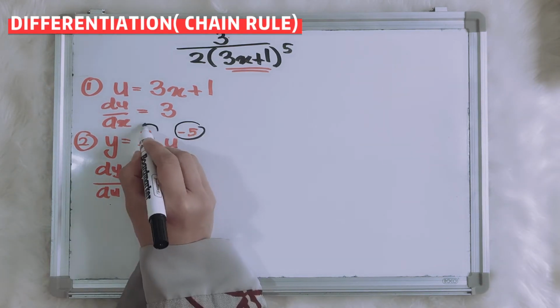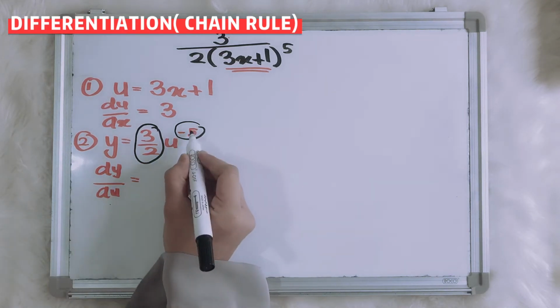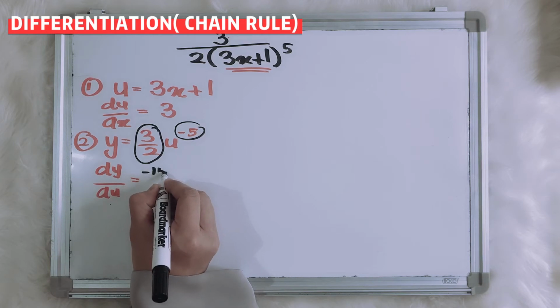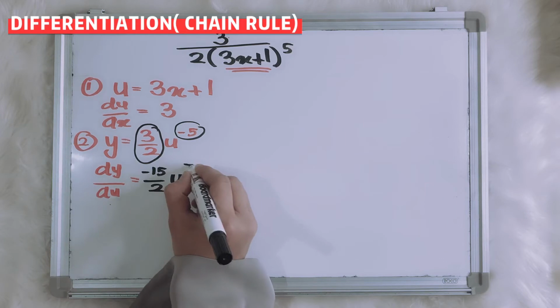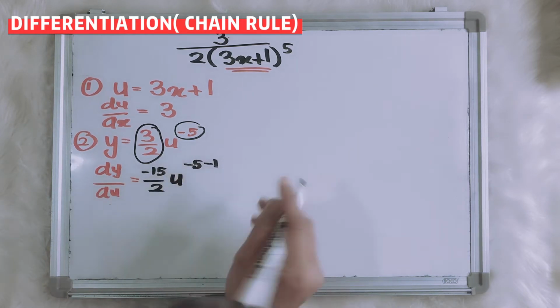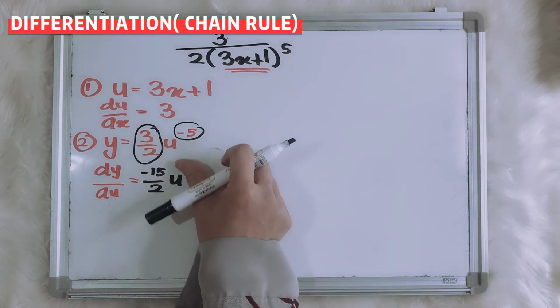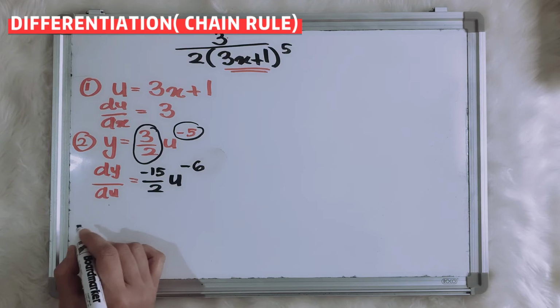You have to multiply with a number here. So you will have negative 5 times 3, which is negative 15 over 2 u, with the power of negative 5 minus 1. So that means here we have negative 6.